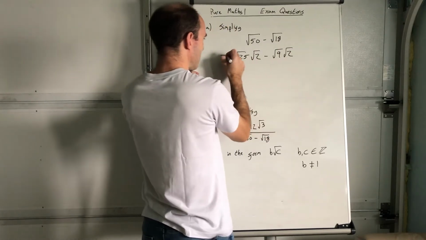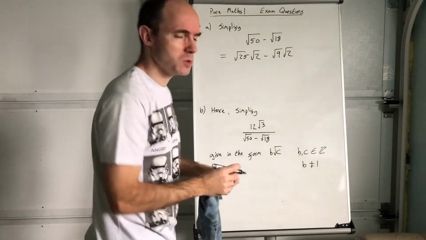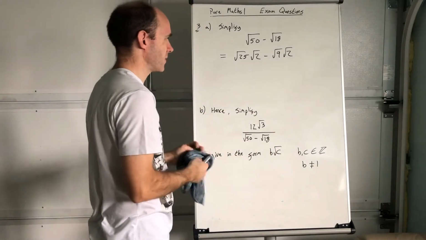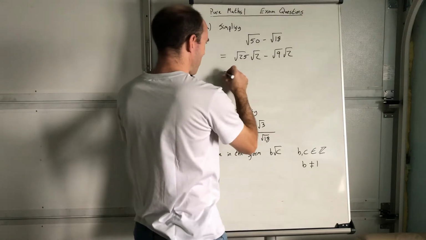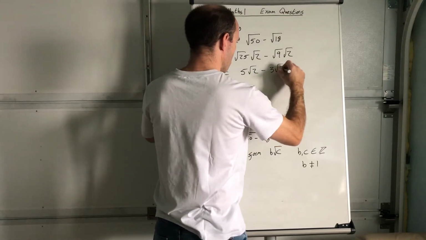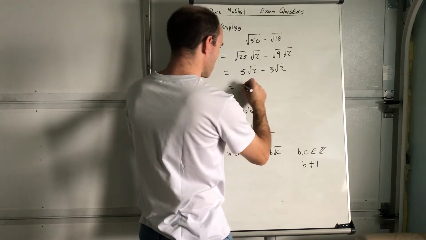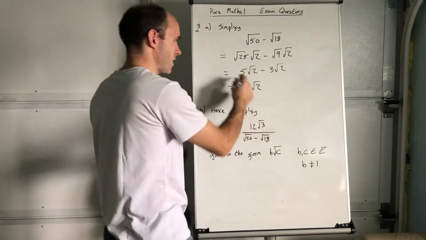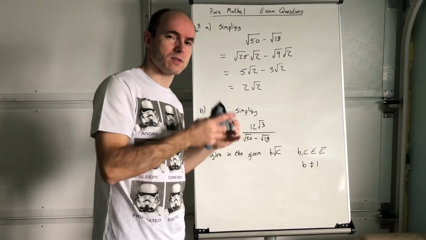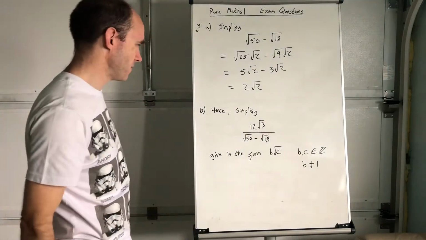So in these sorts of circumstances, you can use how they ask you to write your answer to help you. And obviously then that's going to be 5 root 2, that's going to be 3 root 2, and then that's going to be just 2 root 2, because 5 subtract 3 is 2. That's how you can use the wording of the question to help you get the answer.